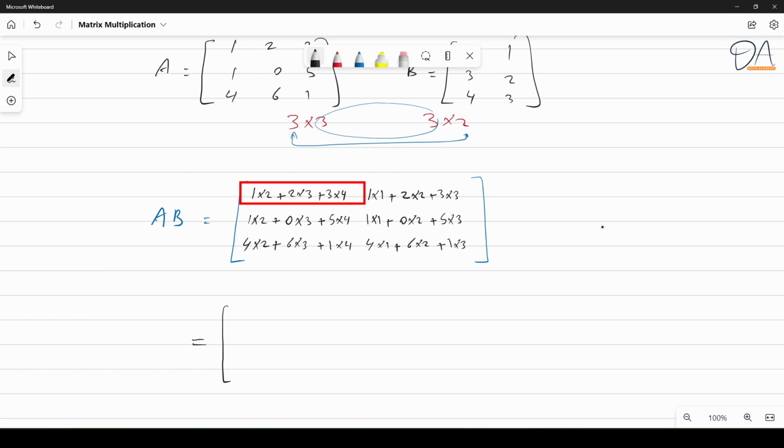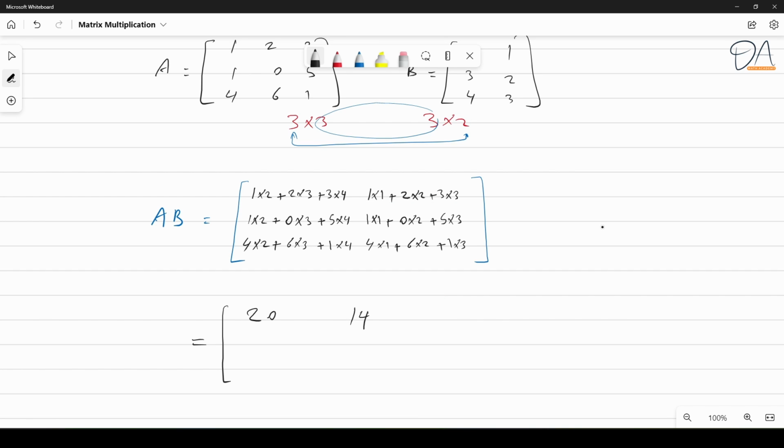So let's start with this one. 1 times 2, that is 2, plus 2 times 3, that is 6, and 3 times 4, that's 12. Now we're adding 2 plus 6, that is 8, plus 12, that gives us 20. Let's move to the element in the first row and second column. Again, 1 times 1, 1, and 2 times 2, that is 4, and 3 times 3, that is 9. We add these: 1 plus 4, that is 5. You add to it 9, that gives you 14.